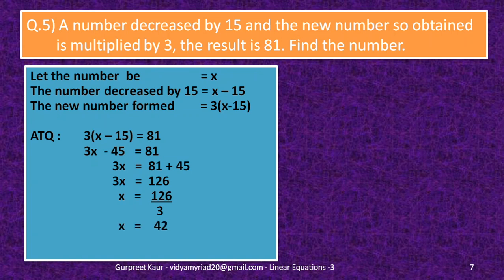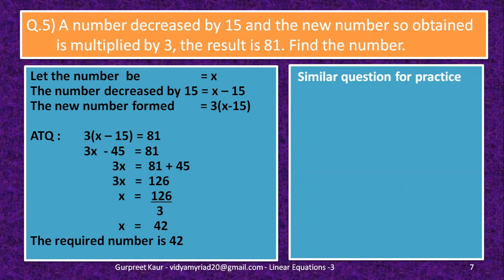Now is my answer complete here? Yes. This is my actual answer. So I will simply write the required number is 42 because I have asked find the number. What is my number? X. So my x is coming to 42. When you solve this, if you want to check this answer in the situation 3 into x minus 15, just put the value of 42 over there. So do solve it and you will find that your answer comes to 81. Okay, so you must recheck your answer wherever it is possible.